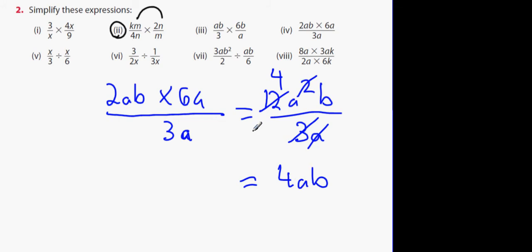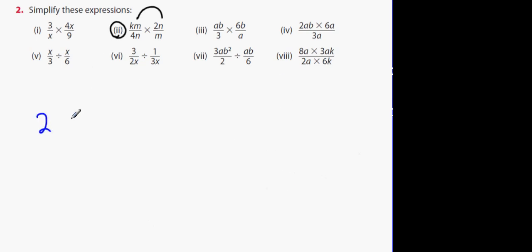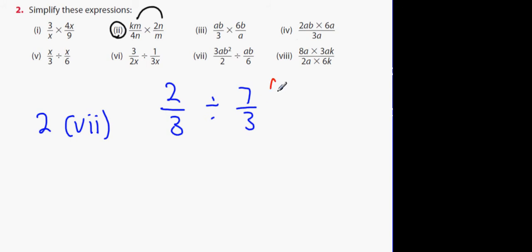A division one, part 7. If you remember at junior cert, when I would say something like 2/3 divided by 7 over 3, how would you do that? You'd turn the second fraction upside down and you'd multiply it, and the answer would be 2 over 7. Everybody remember that?